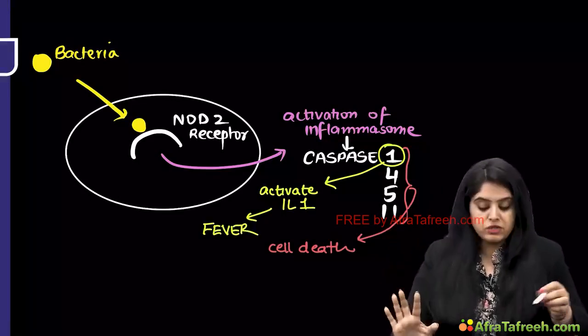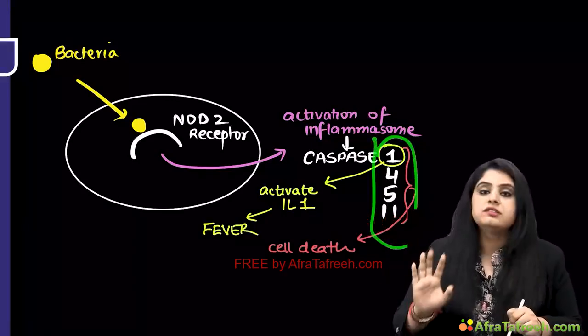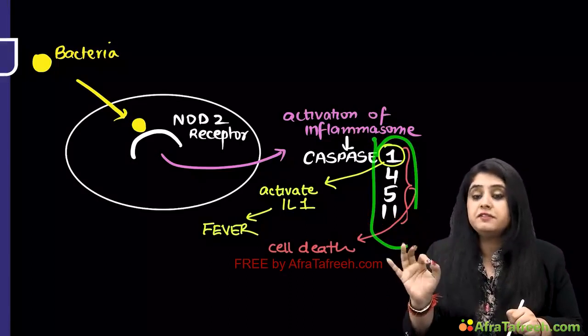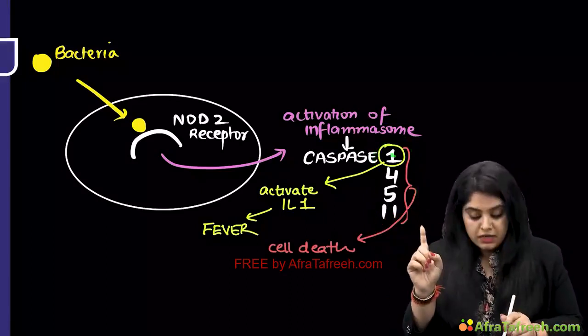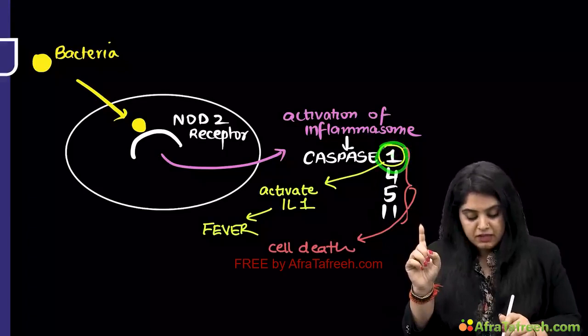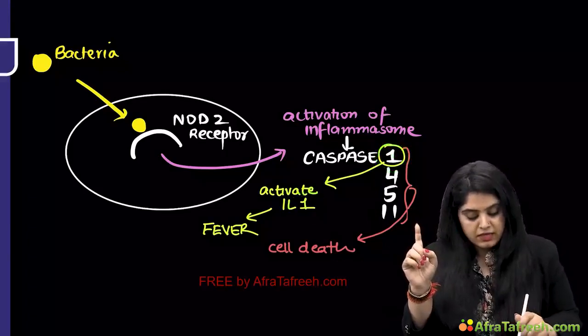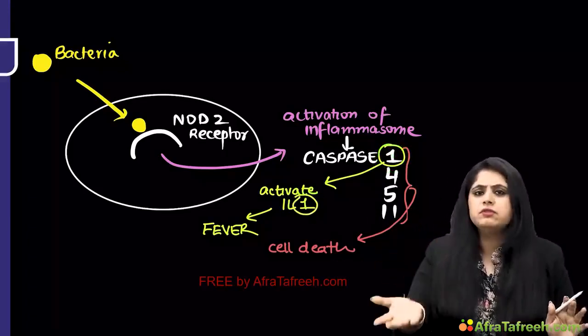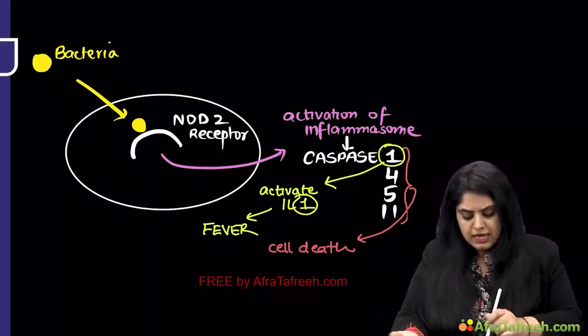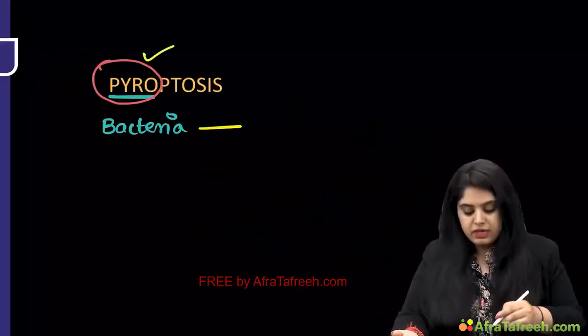So they ask you a simple question. What are the caspases that cause cell death? 1, 4, 5, 11. But which caspase causes fever? 1 for 1. Caspase 1 is going to activate interleukin 1 and that is going to cause fever. Because we all know, interleukin 1 causes fever. And that wraps up your pyroptosis. Are you ready for some questions?